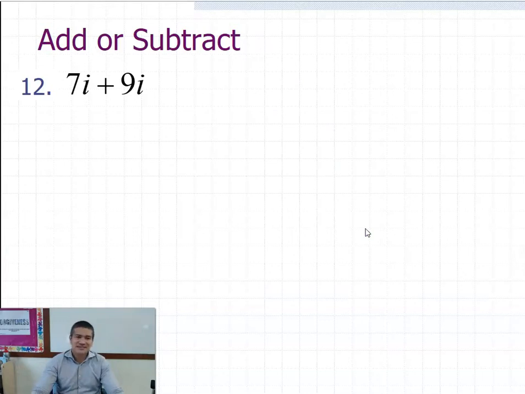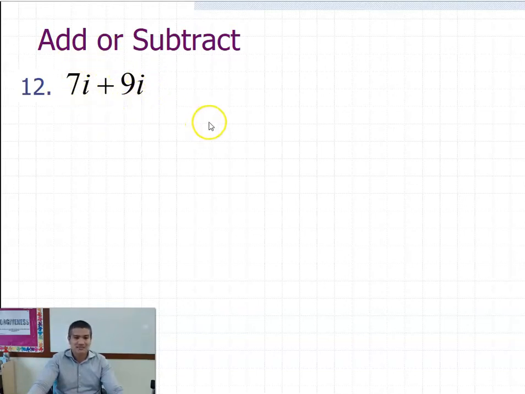Okay, so let's try some examples. When you're going to add and subtract imaginary or complex numbers, it's almost the same as adding and subtracting polynomials. You can only add and subtract if they have a common variable and the exponent is the same, right? It's also the same in complex numbers. When you're going to add and subtract, be sure that the exponent and the variable are the same. So here we have 7i plus 9i.